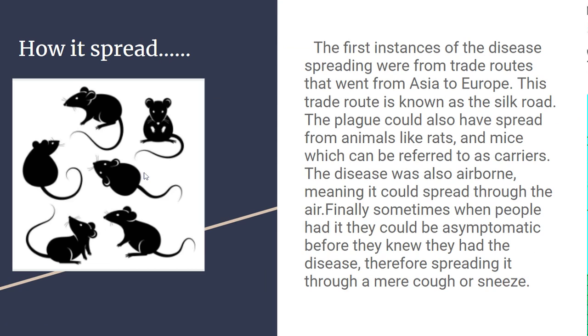How it spread. The first instances of the disease spreading were from trade routes that went from Asia to Europe. This trade route is known as the Silk Road. The plague could also have spread from animals like rats and mice, which can also be referred to as carriers in modern day terminology. The disease was also airborne, meaning it could spread through the air. Finally, sometimes when people had it, they could be asymptomatic before they knew they had the disease, therefore spreading it through a mere cough or sneeze. Asymptomatic means to show no symptoms of a disease, but you still have it and can spread it. That's one of the reasons that makes the bubonic plague a very deadly disease.